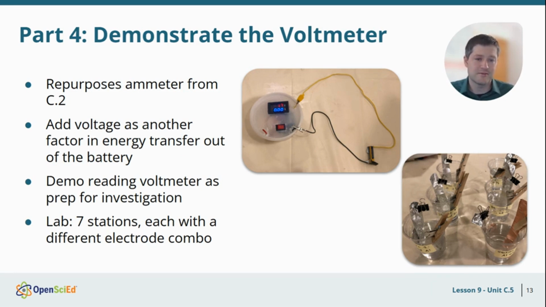And then there's also this investigation where students will then go to 7 different stations, each of which has a different combination of electrodes, 2 different metals. These metals are all really commonly available ones that even if you don't have available in your classroom will be easy to get a hold of. You could substitute with different metals if you so chose. But the key thing here is that these metals all have a variation of ones that are very close in electronegativity as well as ones that are very different. And so then you get different voltages.